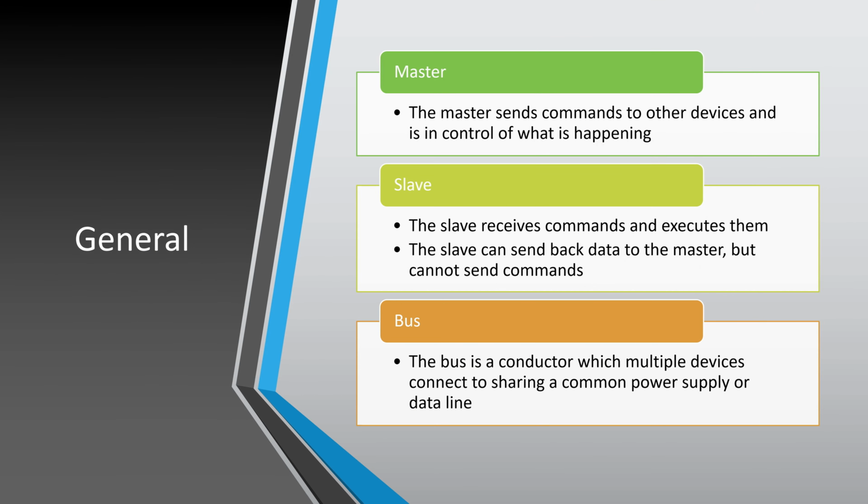Alright, now let's go over some general terms, starting off with the master. The master is the device that's in charge of all the operations and commands. It sends commands to the slave to tell it what's happening or to give commands on what to do. The slave receives the commands and executes them, and they can send back data to the master. However, they will not be sending back commands. That is usually not the role of the slave, but rather a master. There may be multiple masters and multiple slaves, depending on the interface used.